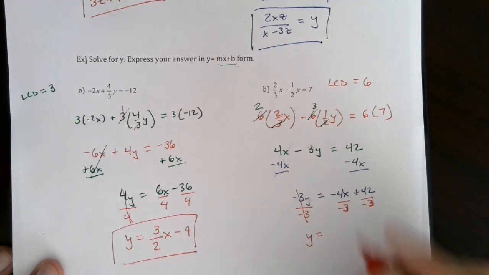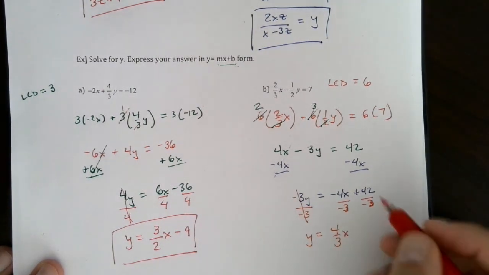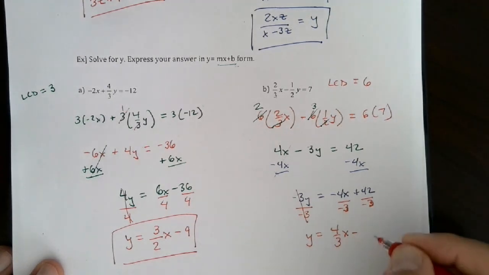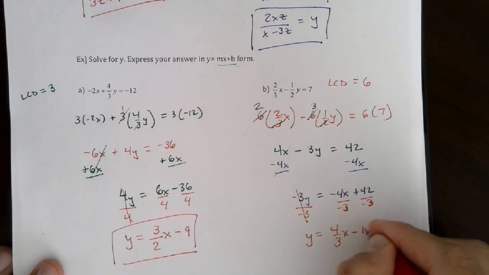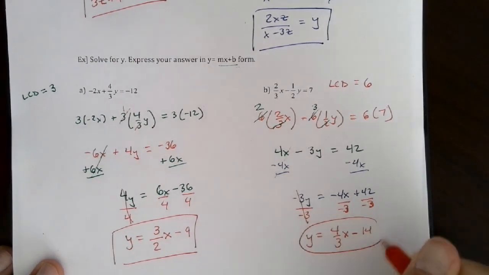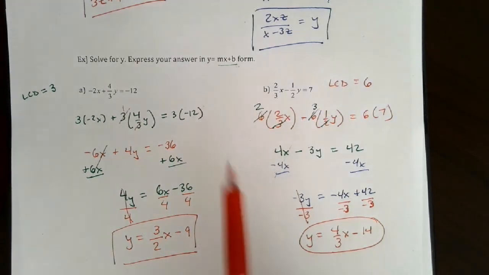4 divided by 3 doesn't simplify any further, so I'll leave it as 4/3. You should too. So 4/3 x. And then 42 divided by negative 3, a positive over a negative makes this a negative. 42 divided by 3 is 14, so your y equals 4/3 x and then minus 14. And that's the y equals mx plus b form. If I asked you what m was, m is the slope, which is 4/3, right? B is the y-intercept, 0 comma b, typically is how we'll say it, but it's negative 14.